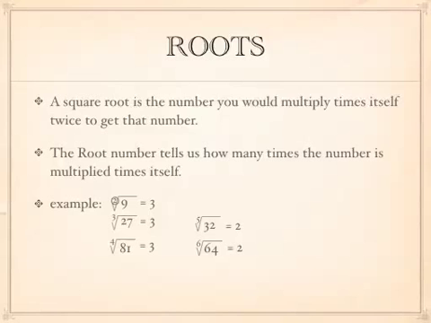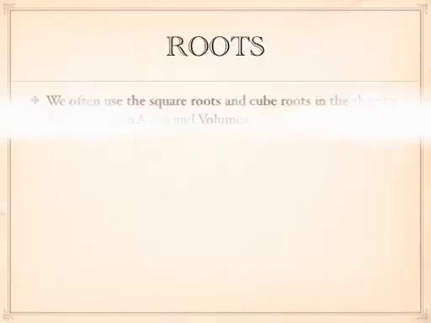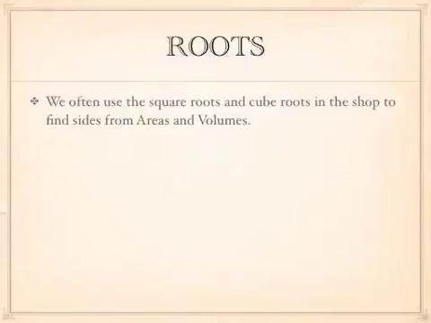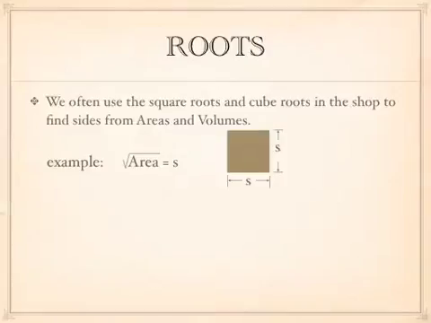In machining, we use roots for 2 different things most of the time. Most of the time, it has to do with areas and volumes. For example, the square root of an area is equal to the length of a side. So if we know that the area is 49/64, we can take the square root of it to find out what the length of the side is. In this case, the square root of 49, what number times itself is 49, is 7, and the square root of 64, what number times itself is 64, is 8. So we end up with 7/8.